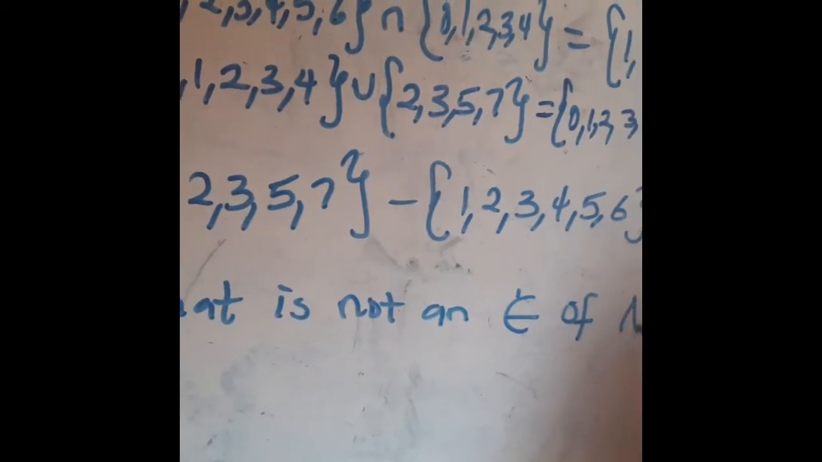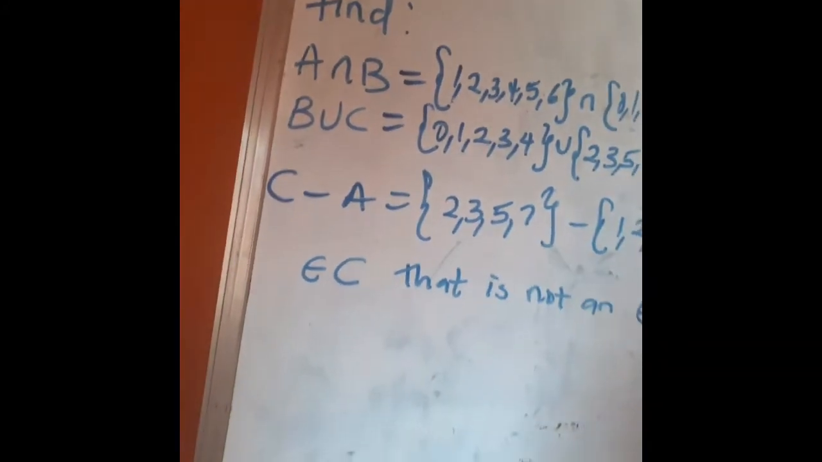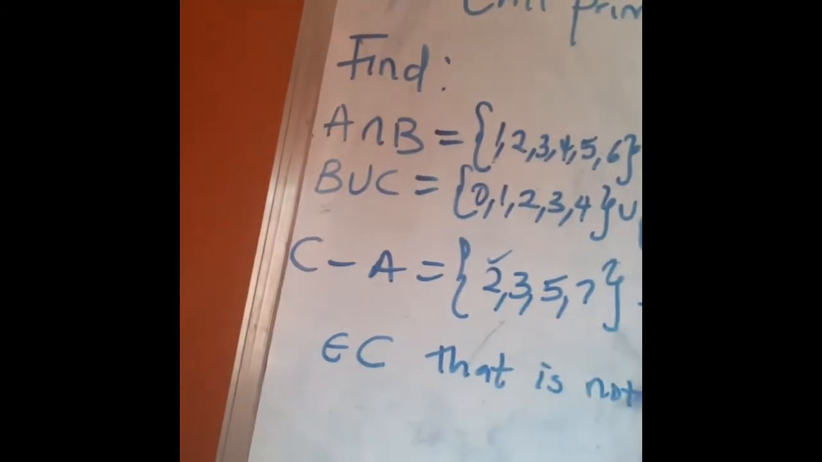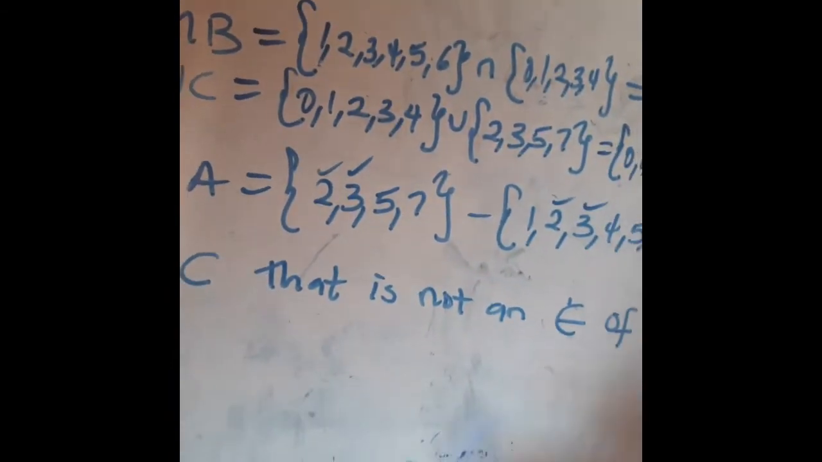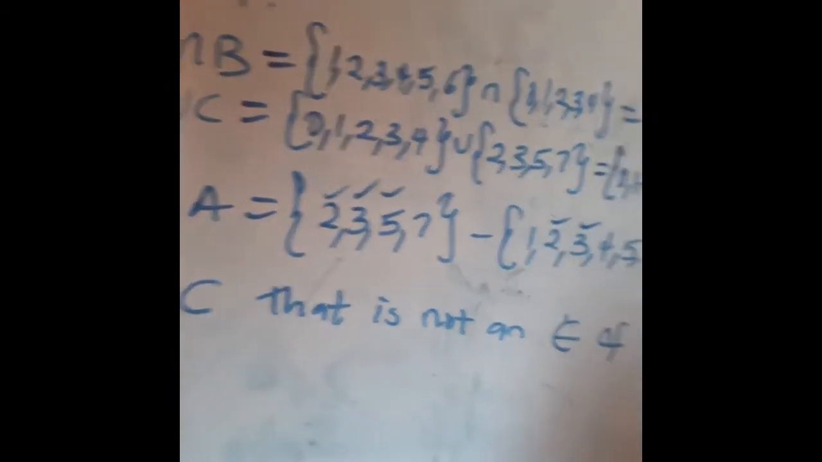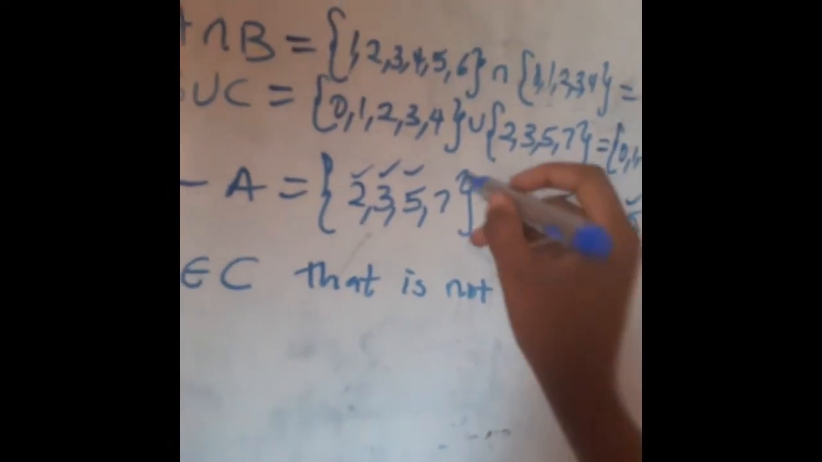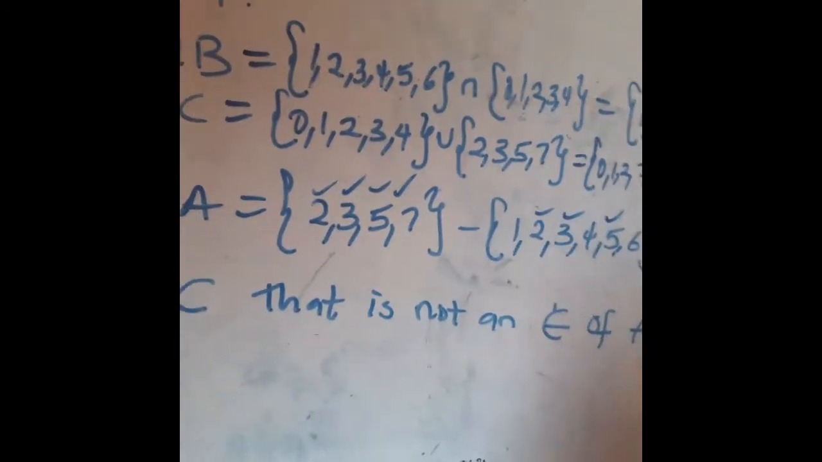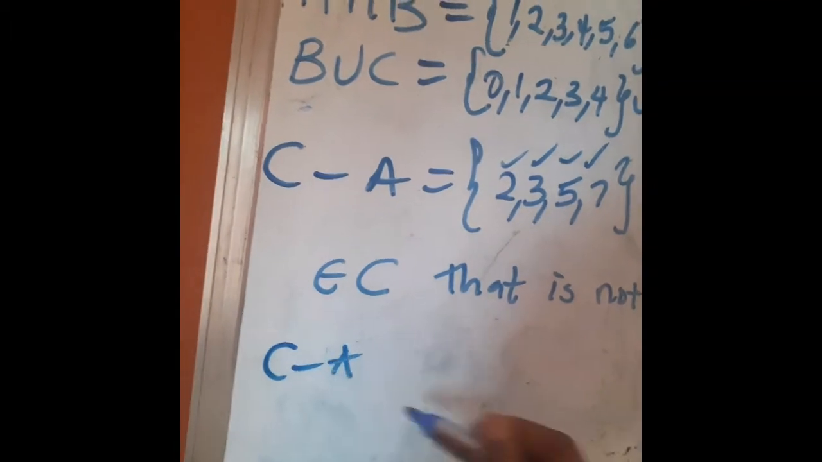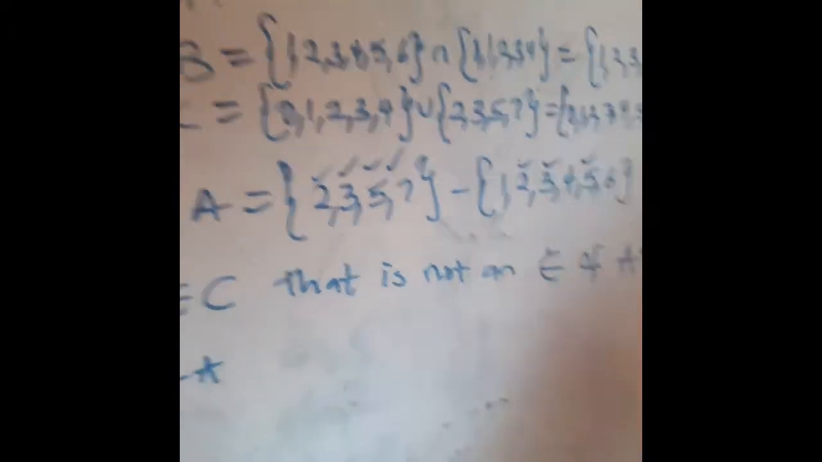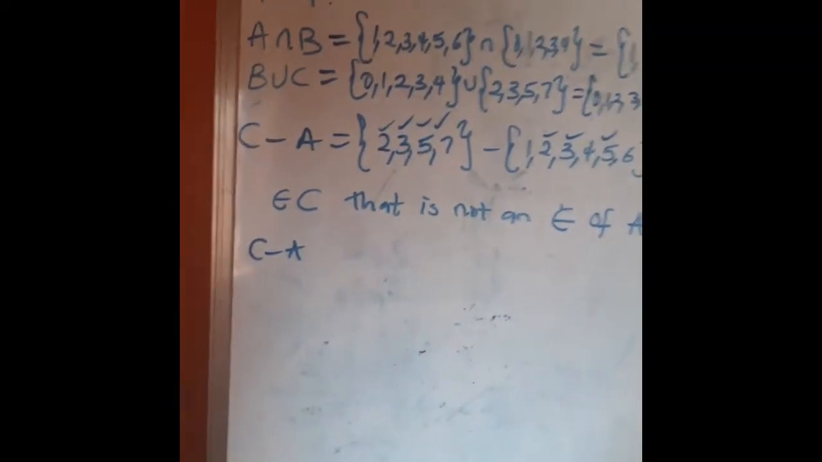So if you look at the board, what is an element of C here that is not an element of A? 2 is an element of C and is also an element of A. 3 is an element of C and is also an element of A. 5 is an element of C and is also an element of A. But we have just 7. 7 is an element of C but is not an element of A. So our C minus A, I wrote this element of C that is not an element of A so you can remember.